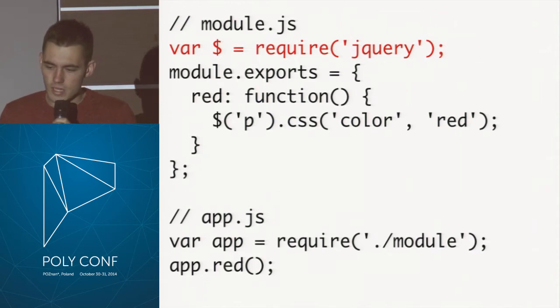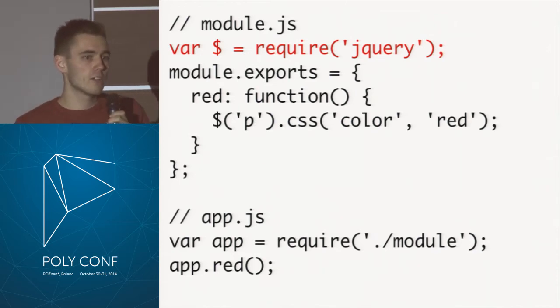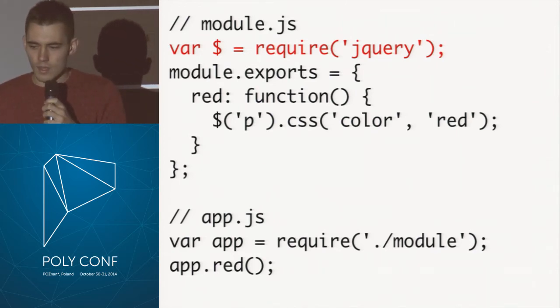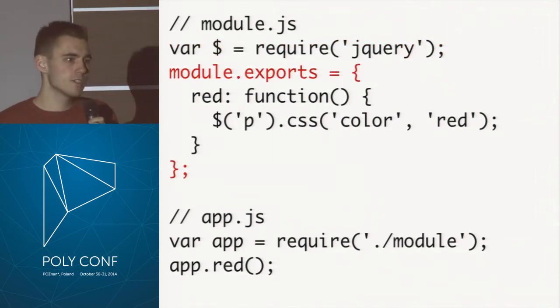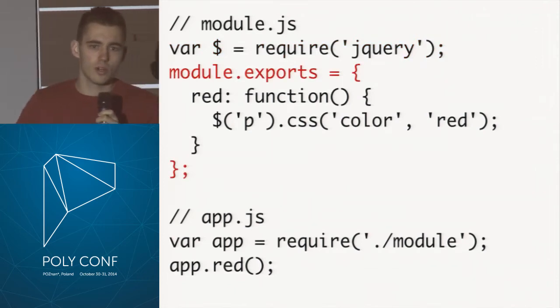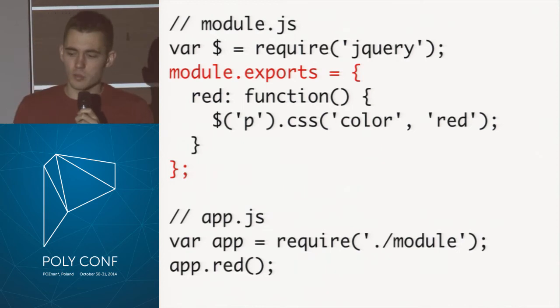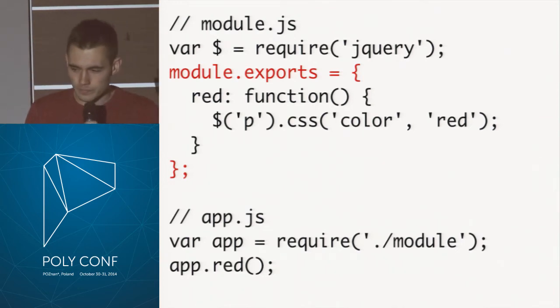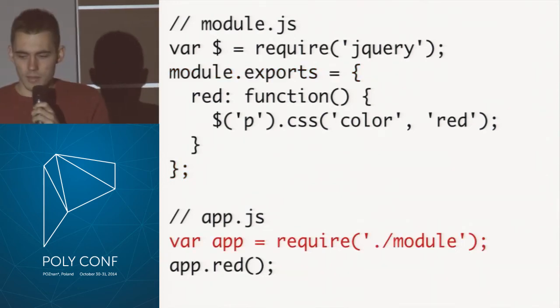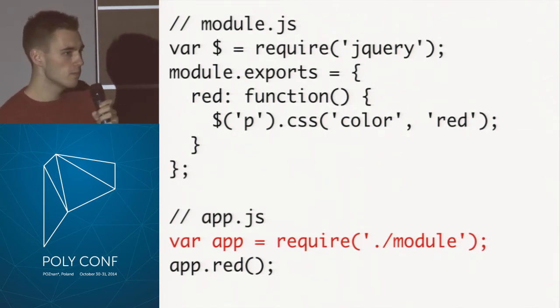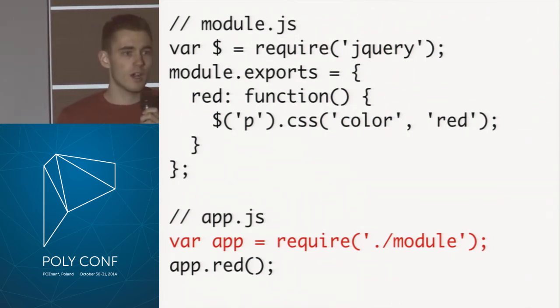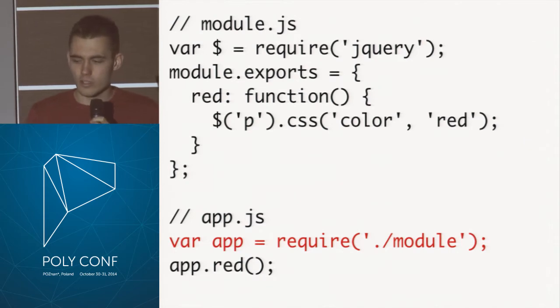So you can see here we do the var $ equals require jQuery. That goes and loads in jQuery. We then use this module.exports syntax, which defines that the module should export an object. And here it's exporting the object with that one red function. Down below, we can just require the module and set it to our app variable. And then we can just call app.read.